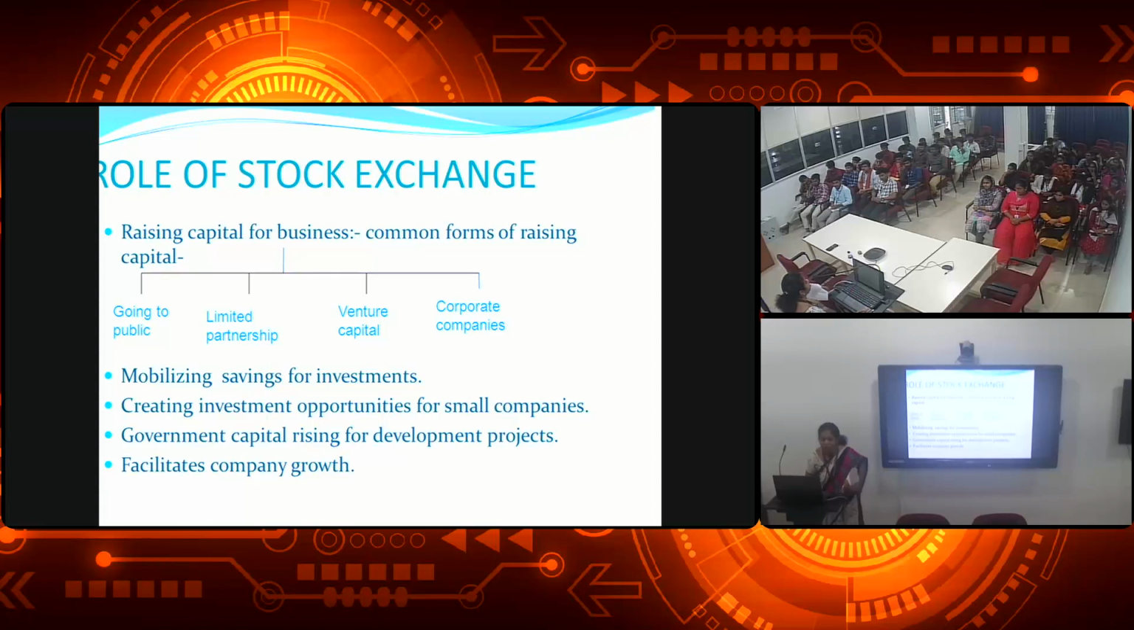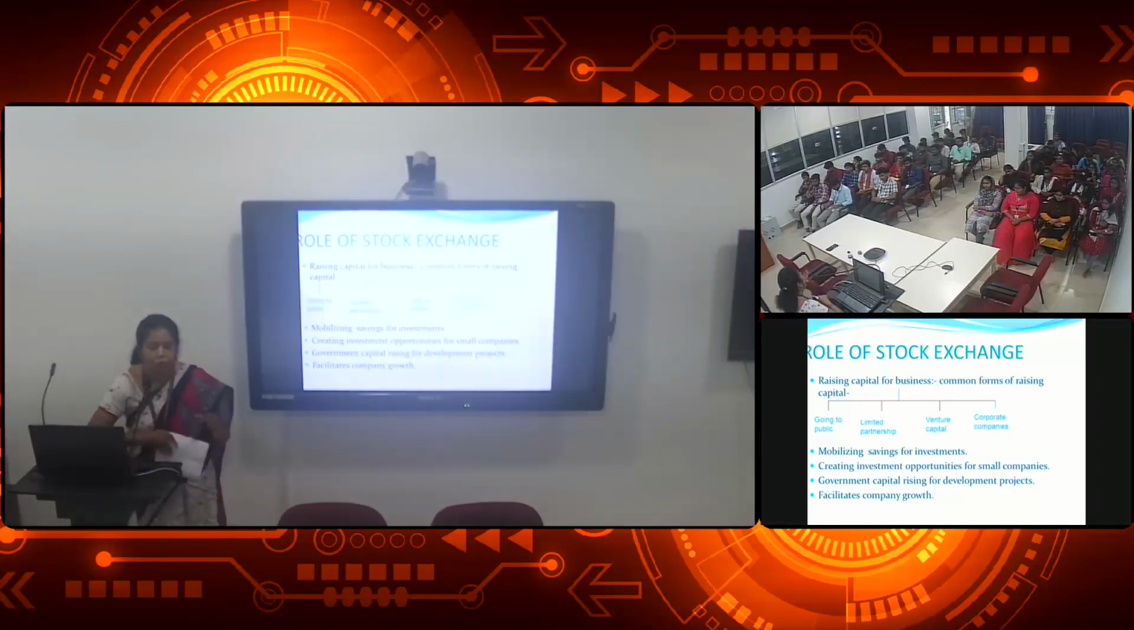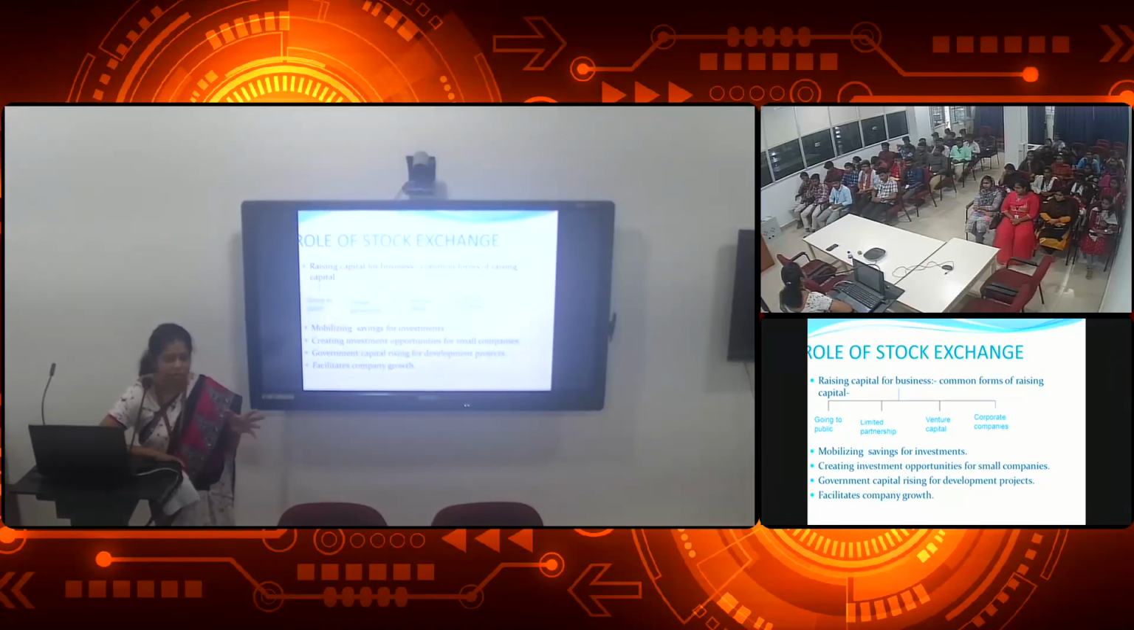So what is the purpose of the stock exchange? It is mobilizing savings for investment. Nowadays, if you put money in an FD, a fixed deposit, in the bank itself, you cannot earn that much interest. The percentage of interest is very low, only 6%, 7%. So if you want to invest and mobilize your funds, you can buy shares through the stock exchange. If you want to mobilize your fund, this is one of the sources.